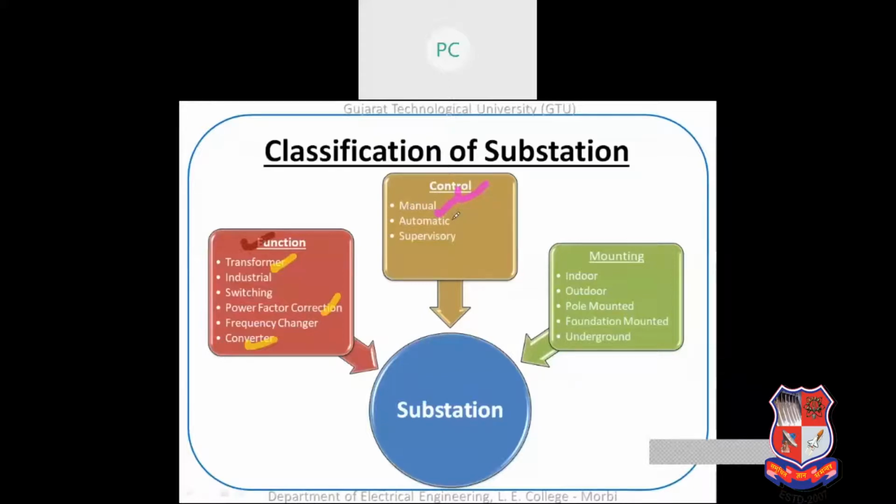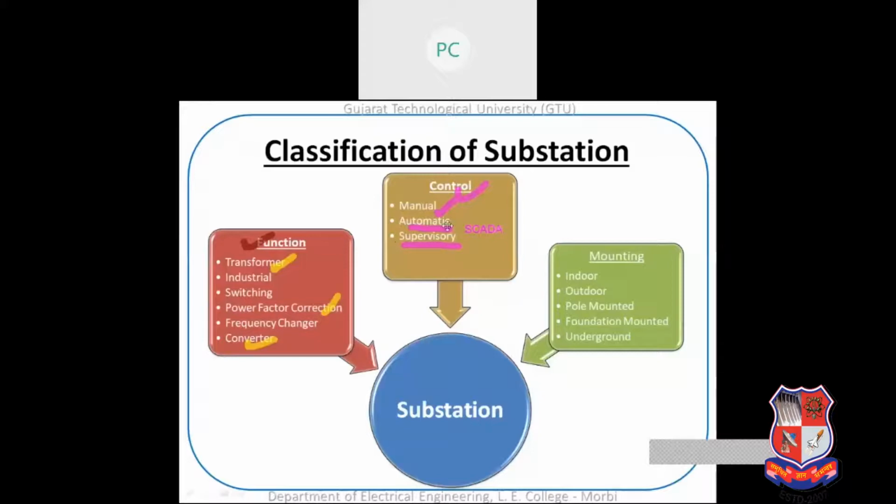Then the next is automatic. Automatic means we have placed a certain mechanism with the apparatus such that this apparatus works automatically. That is why it is known as an automatic substation. And last but not the least, which we are using nowadays, is known as the supervisory substation. In supervisory substations, we have placed a SCADA system. Now what do we mean by SCADA system? SCADA system is nothing but a supervisory control and data acquisition system.